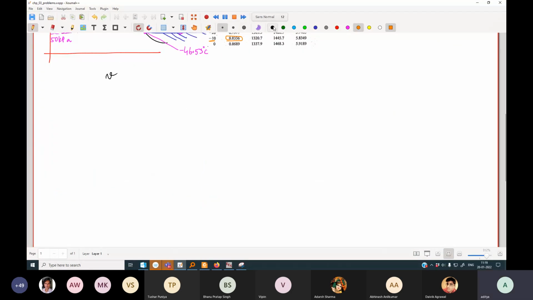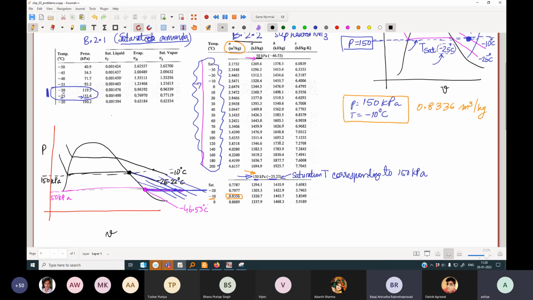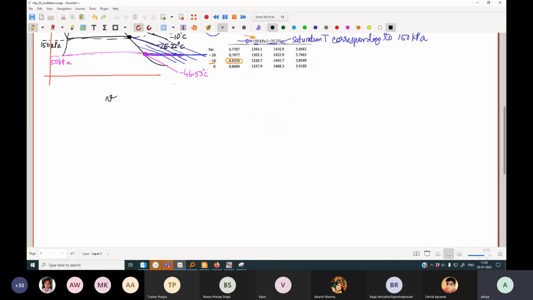Sir, could you once explain, like at 50 kilopascal, why the isothermal line is straight in superheated and even in the saturation dome? Okay, so this again takes us back a bit, but I'll again explain it, no problem.